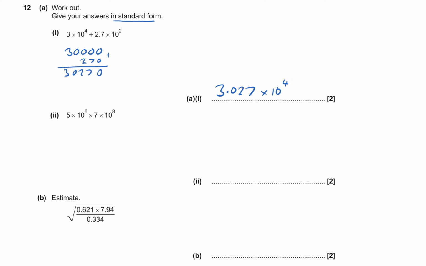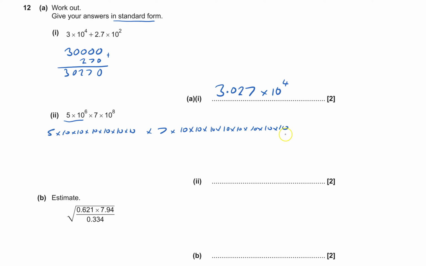So 3.027 is going to go 1, 2, 3, 4 places. Right, this one here. Now I could just write these out again. So 5 times 10 to the power 6 is 5 times 10 times 10 times 10 times 10 times 10 times 10 here. And then we got to times that by 7 times by 10 times 10 times 10 times 10. That's 4, 5, 6, 7, 8. I wouldn't normally do it this way, but that's what it actually means.